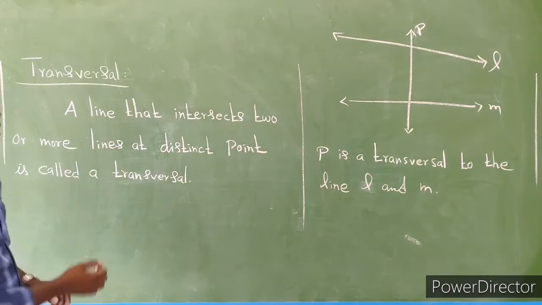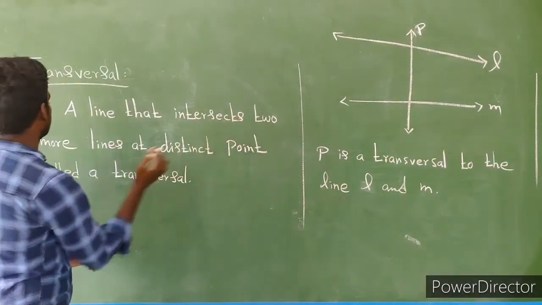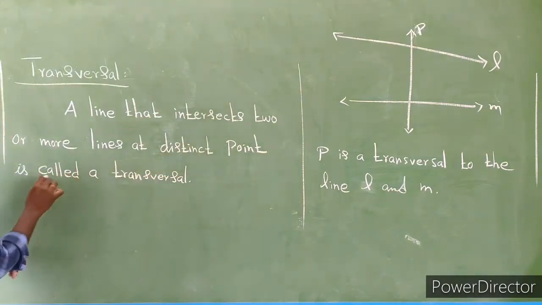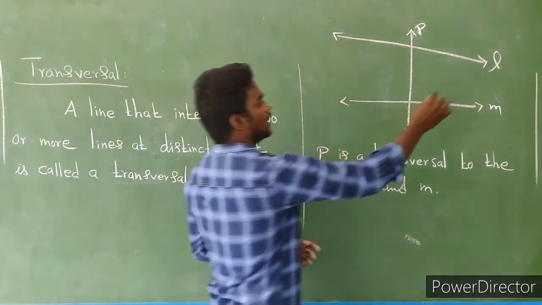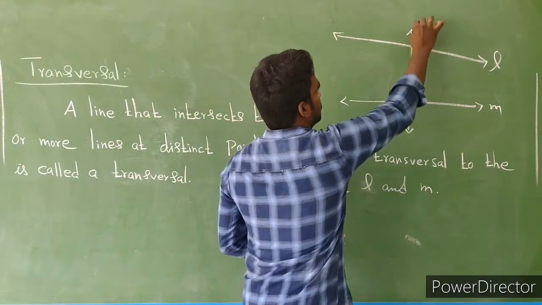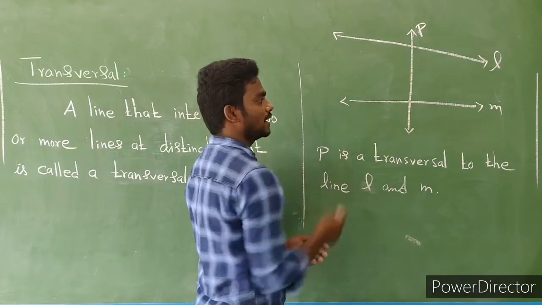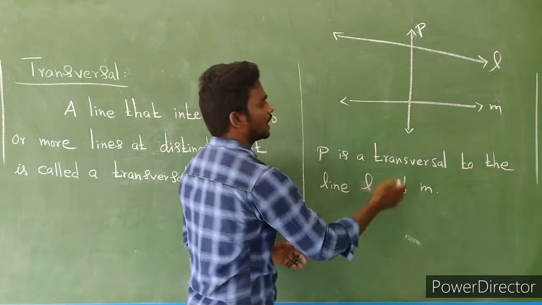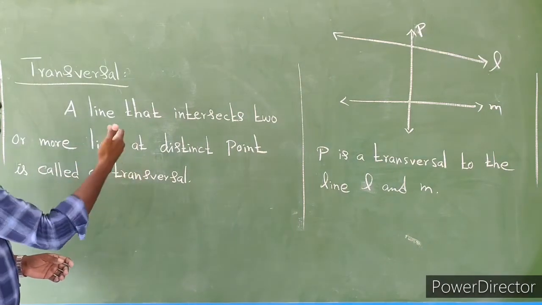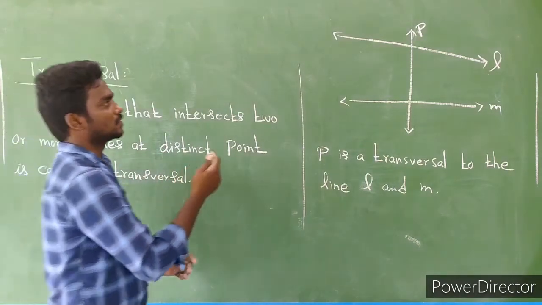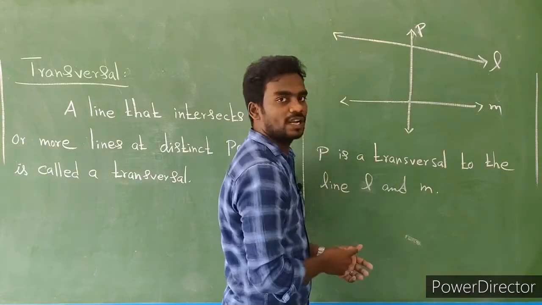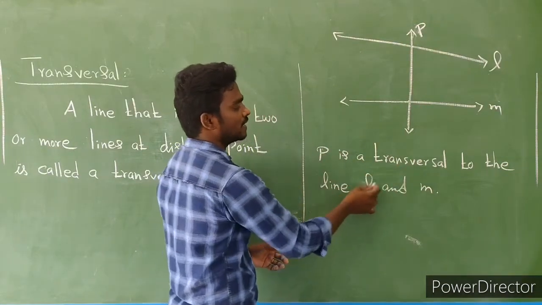Next, what is a transversal? A line that intersects two or more lines at a distinct point is called a transversal. So here L and M are two lines. This line P intersects these two lines at a distinct point. So this line P is called the transversal of the lines L and M. Which is the transversal line here? L and M are lines and P is a transversal to the lines L and M.